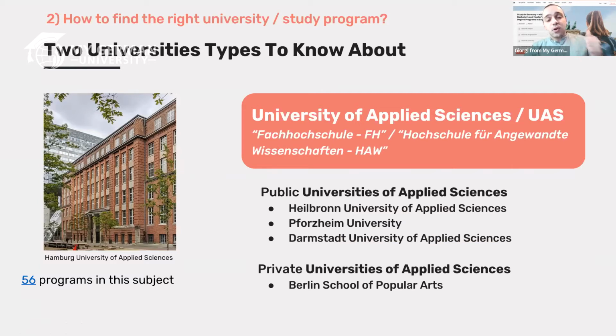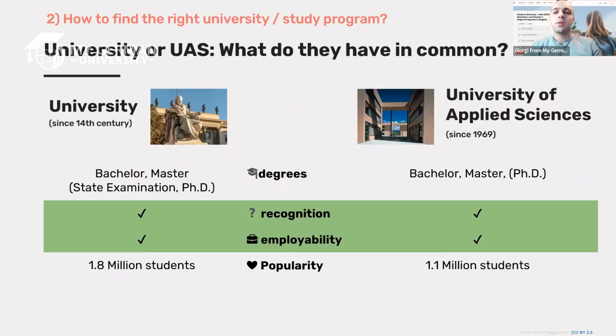So if you go to our study finder and you control for that, so you want to find computer science programs or related degrees, fields that are offered by this type of university, you will be able to find 56 programs in this subject. And then, of course, a question arises.